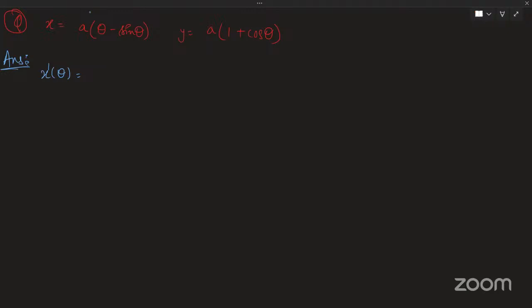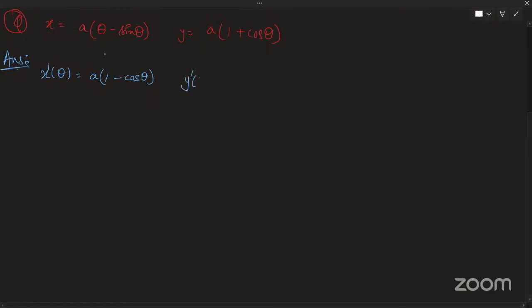A into 1 minus cos theta. Yeah, 1 minus cos theta, right? Just change your variables. Earlier, what you used to do, you used to differentiate y with respect to x, right? Now you are differentiating x with respect to theta. So in your mind, just keep all the things same that you used in differentiation. The thing that is changing is your variable.